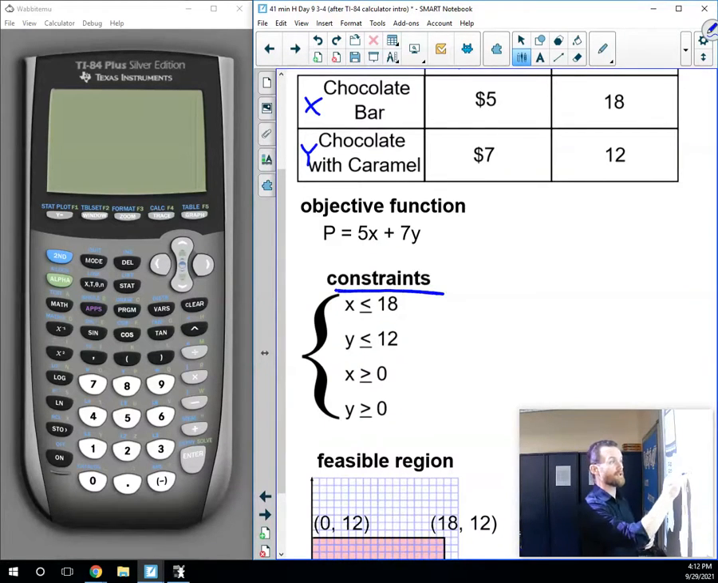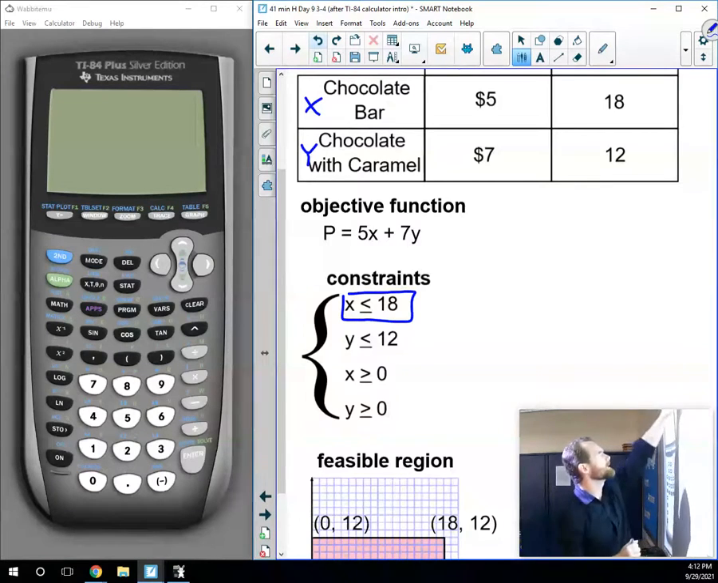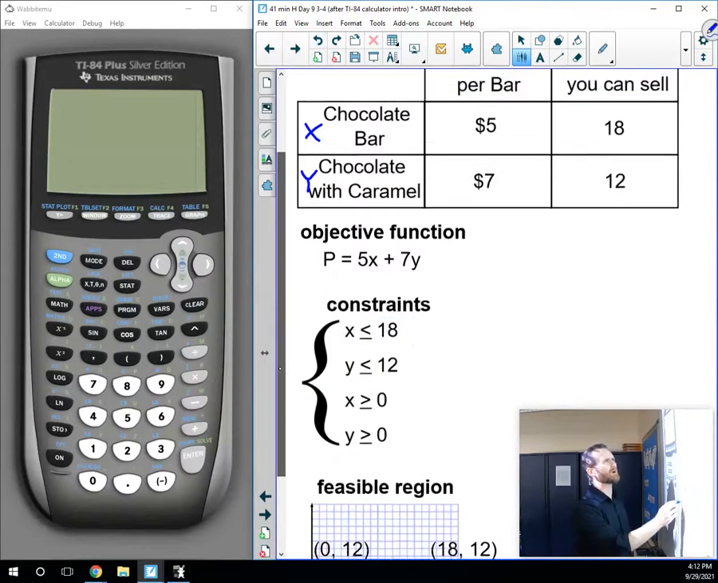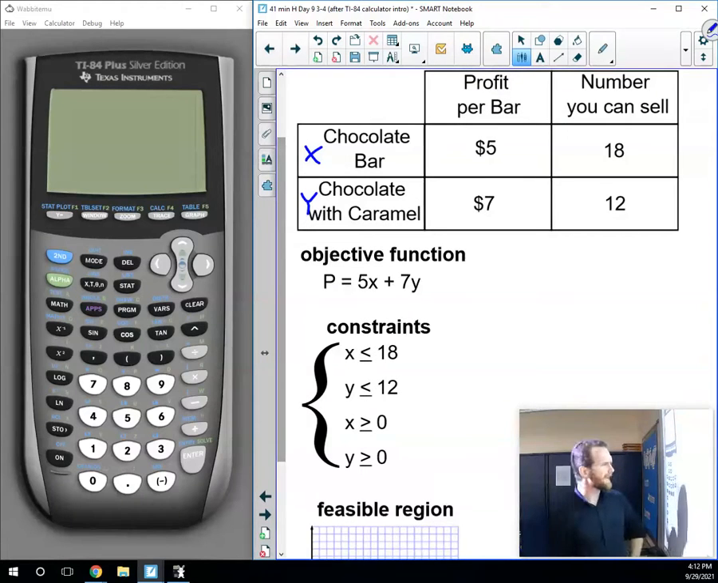So after the objective function, when we're doing linear programming, we have to worry about our constraints. We have to worry about the limitations set on us. So they're already written here. It says x is less than or equal to 18. Let's focus on that first one. X was the amount of chocolate bars, and it's saying the number of chocolate bars we sell is less than or equal to 18, and that makes sense because 18 is the maximum number we can sell. So X has got to be smaller or equal to 18.